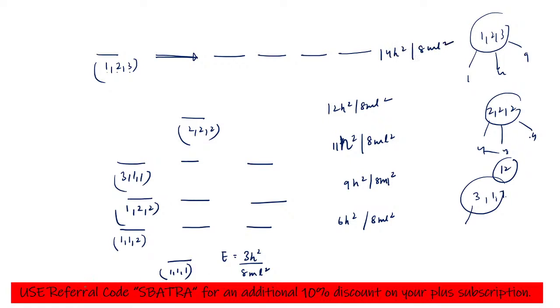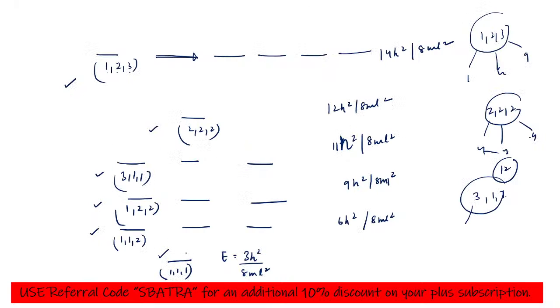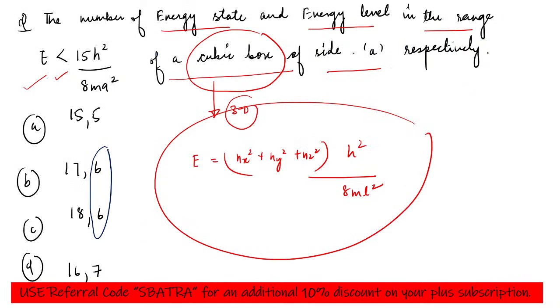Okay, so that means how many energy levels we have? 1, 2, 3, 4, 5, 6. So we have six energy levels. Now we have to calculate the states. The states are 1, 2, 3, 4, 5, 6, 7, 8, 9, 10, 11, 12, 13, 14, 15, 16, 17. So we have 17 states.